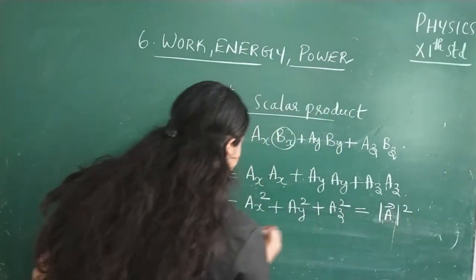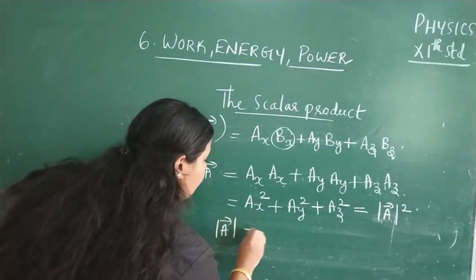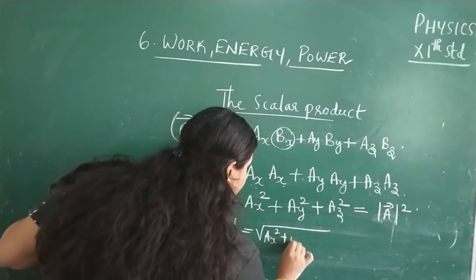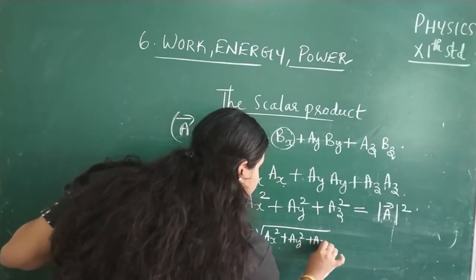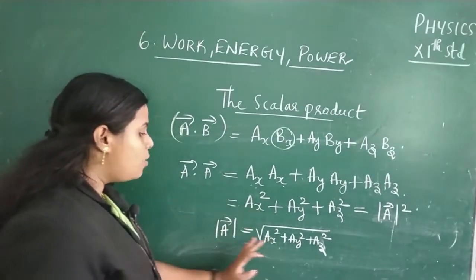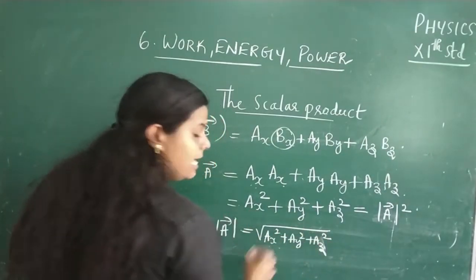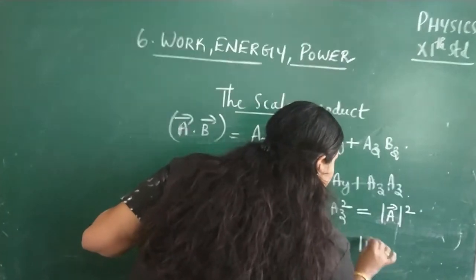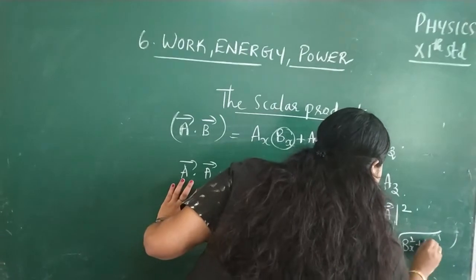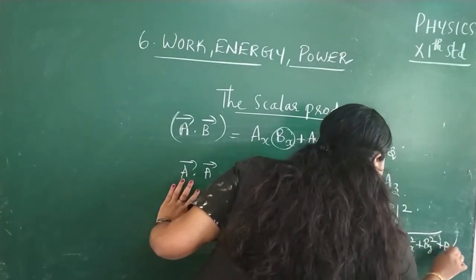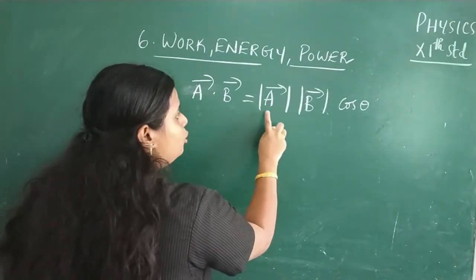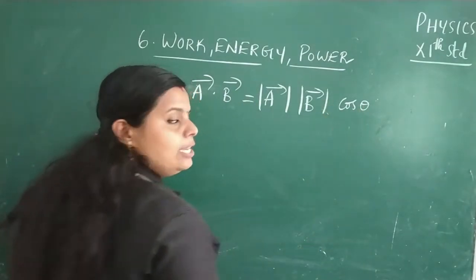So in order to find the modulus of A, we have to take the square root of this term, that is root of AX square plus AY square plus AZ square. Okay, so modulus of the vector A is equal to root of AX square plus AY square plus AZ square, and similarly modulus of the vector B is equal to root of BX square plus BY square plus BZ square. The scalar product of two vectors A and B, A dot B, is equal to modulus of A into modulus of B into cos theta.